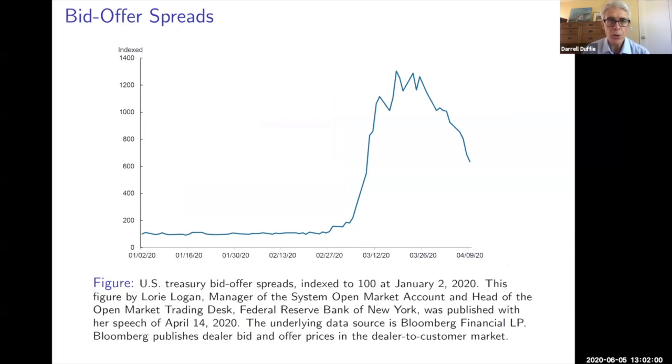And here's evidence of the market choking. This is from a speech by Lori Logan, who's the head of the open market trading desk at the New York Fed. This is where all the action happens at the New York Fed. They monitored the bid offer spreads that dealers were offering to their customers on Bloomberg. It's indexed at the beginning of the year to 100. You can see that bid offer spreads remained stable until the COVID crisis broke. And then bid offer spreads widened by a factor of about 12 at the worst. So 12 times the bid offer spread, indicating basically the dealers were saying, okay, we handled a lot of increase in volume. To do any more, we're only going to do it if we get enormous compensation in terms of bid offer spread.